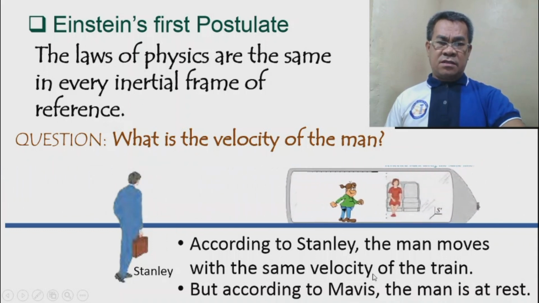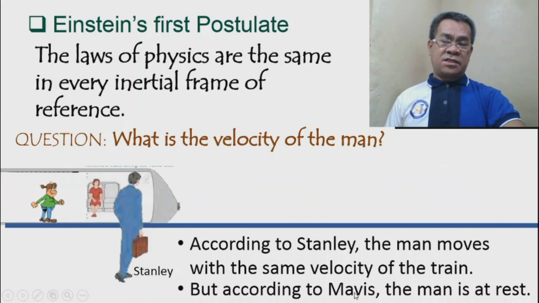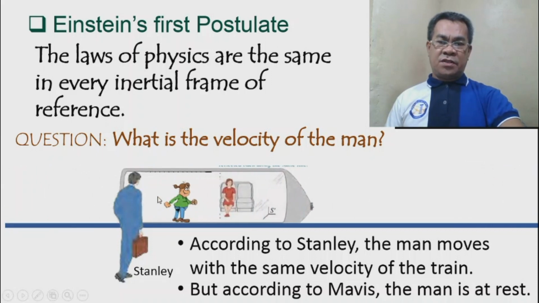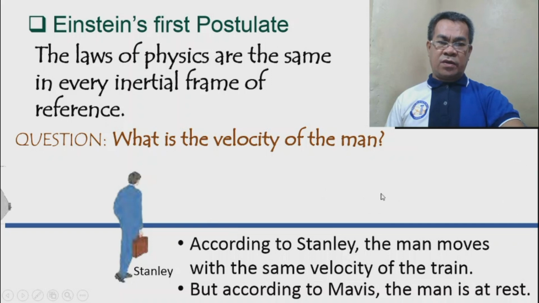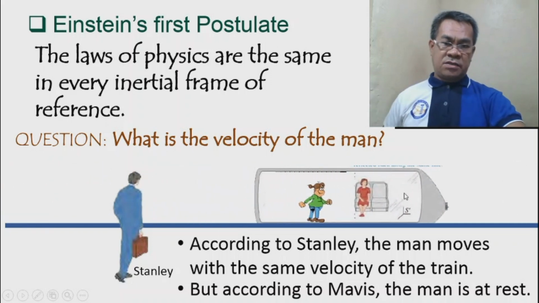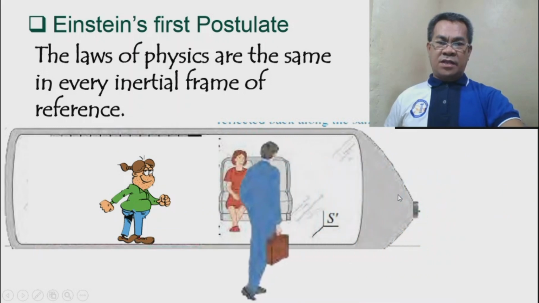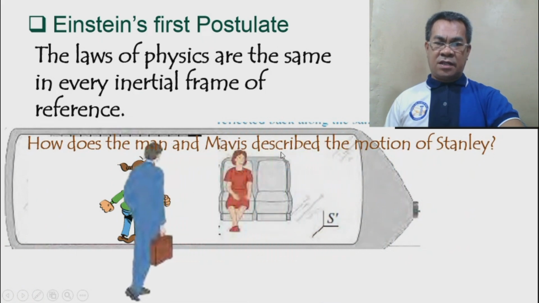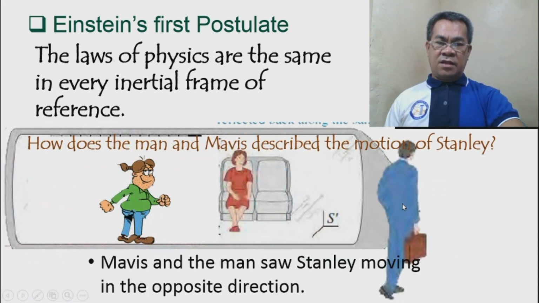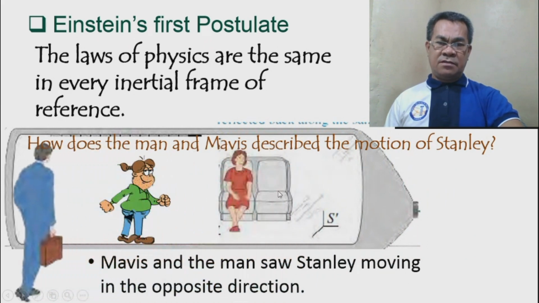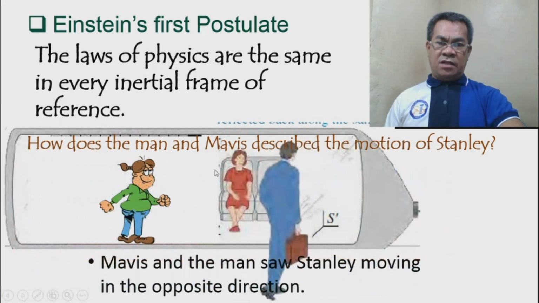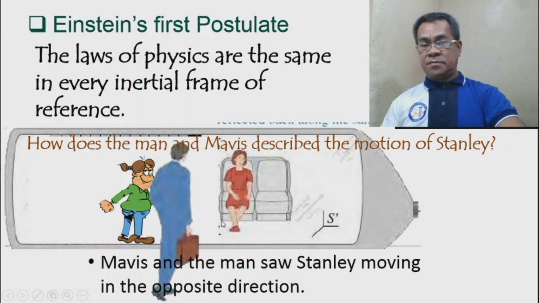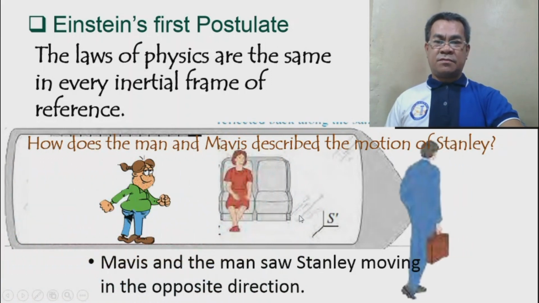Mavis says that the man is at rest because she doesn't see any motion. But Stanley observes that the particle, the man, is moving with the same speed as the train. Now, aside from that, Mavis and the man also observe that Stanley is moving in the opposite direction.